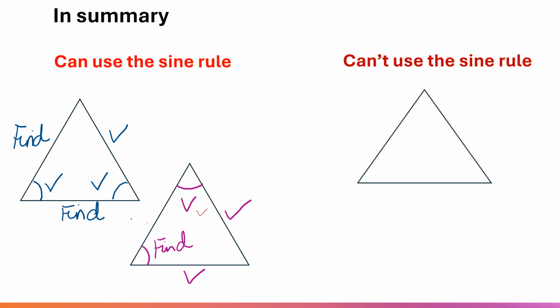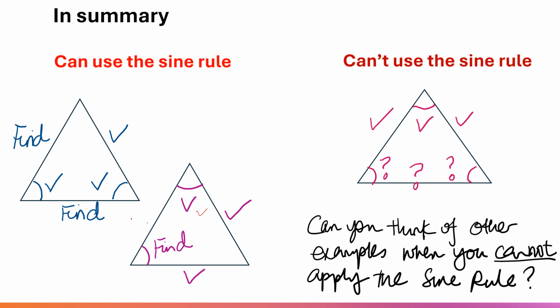So in what kind of situation can't you use the sine rule? Yes, when given two sides and an included angle. There's no way you can use the sine rule because there are too many unknowns. All those things are not given to you, therefore you can't use the sine rule at all. Can you think of any other examples where you cannot apply the sine rule?